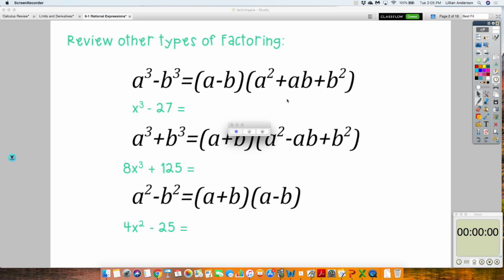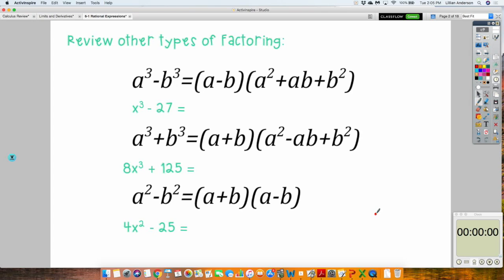All right, so there are a few other ways to factor. You have your difference of perfect cubes, your sum of perfect cubes, and your difference of perfect squares. All these, at some point in time, you were introduced to them in your math career.